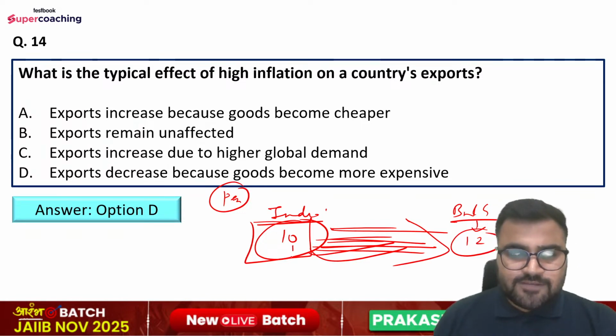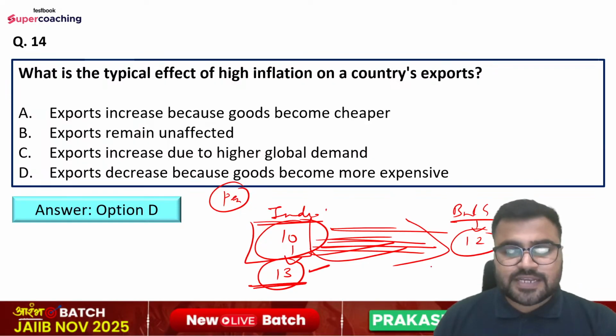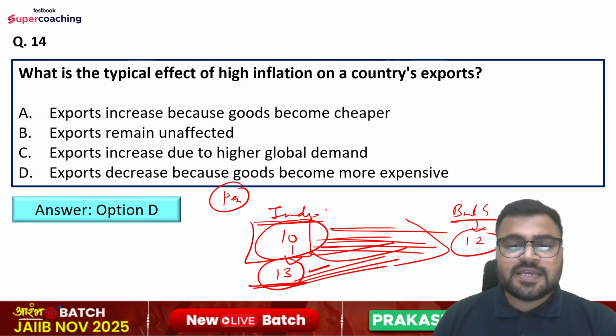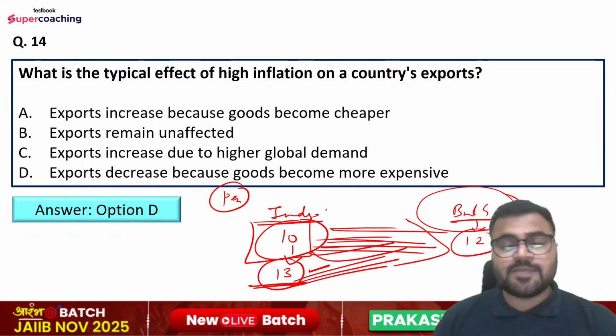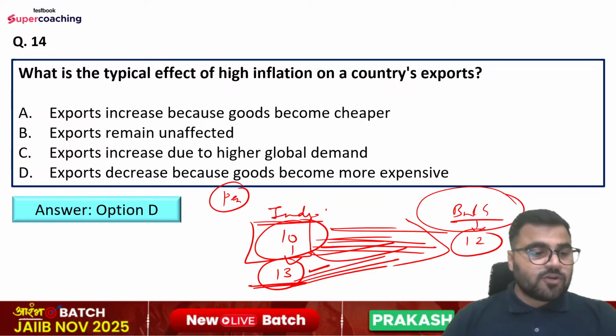But suppose due to inflation in the economy, the price of this pen goes up to 13 rupees. Then what would happen? Our exports will start decreasing. Why? Because now Bangladeshis will not demand our pen, because ultimately the same pen is available at rupees 12. So they do not need to buy the same pen from us at rupees 13 here.